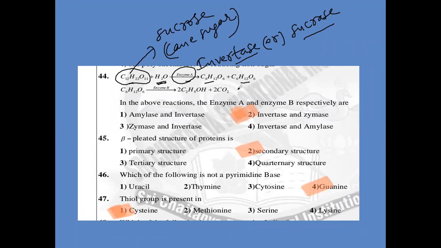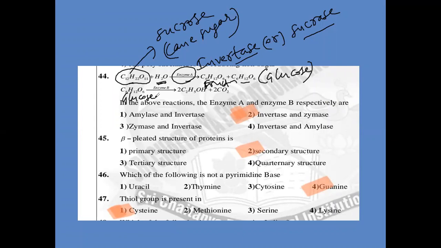Actually, we study all these things in the topic of biomolecules. So the enzyme invertase or sucrase will convert the sucrose into glucose and fructose. One glucose and one fructose will be formed. Again, this glucose goes to the next step.